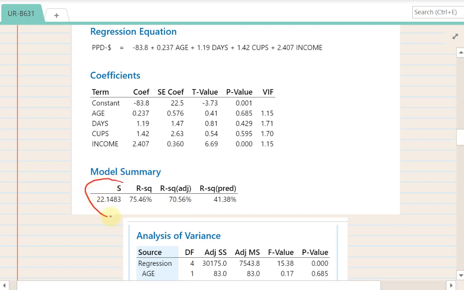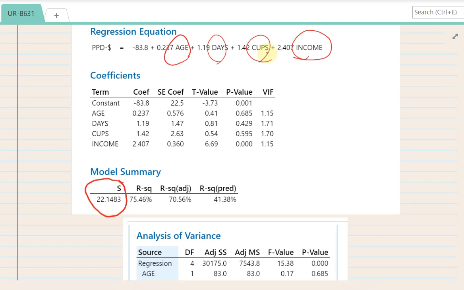This S here is the standard error of the regression model. Okay, and that would be the error of prediction for every level of the independent variables. So for a given age, given days, given cups, given income, when we make a prediction, and we'll see that coming up, whatever that prediction of the prepaid amount that's going to be purchased is, it's going to be off by about $22.